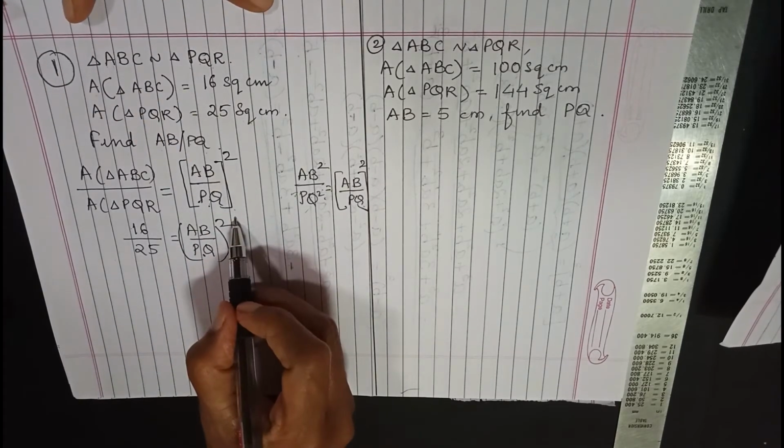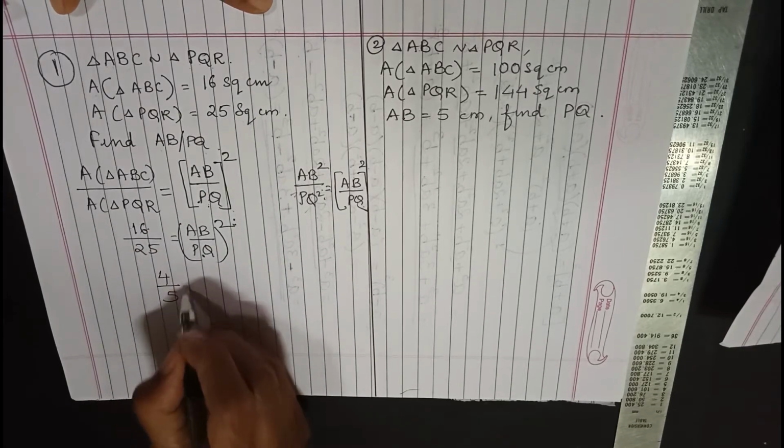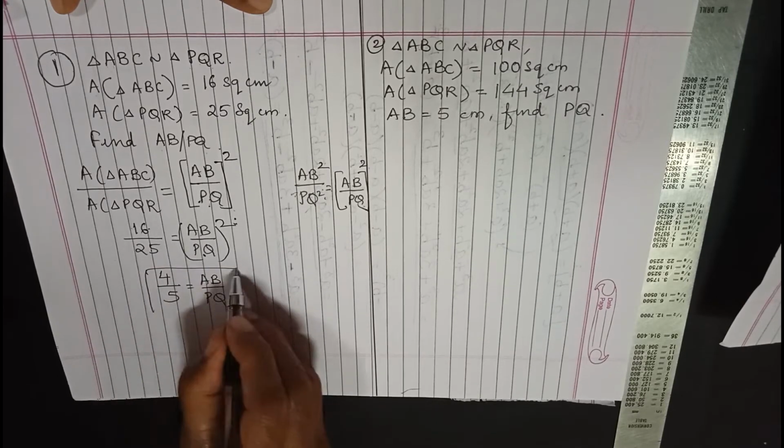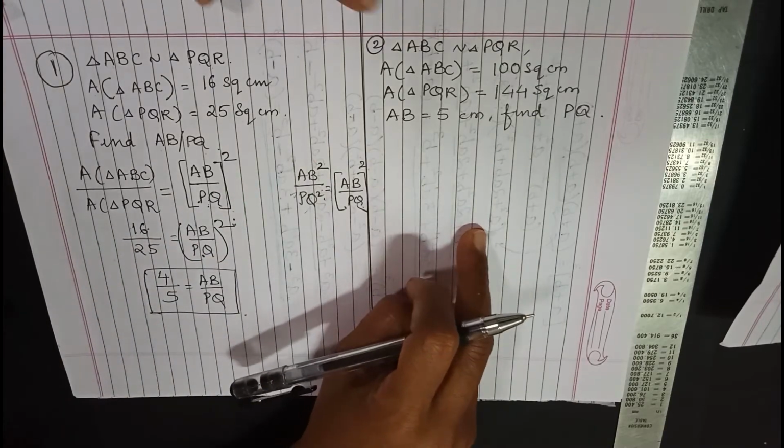Now I don't want the whole square, I want to remove this. So we just take square roots on both the sides. So 16 will become 4, 25 will become 5, and I will get my answer, that is AB upon PQ is equal to 4 upon 5. Now let's do another question.